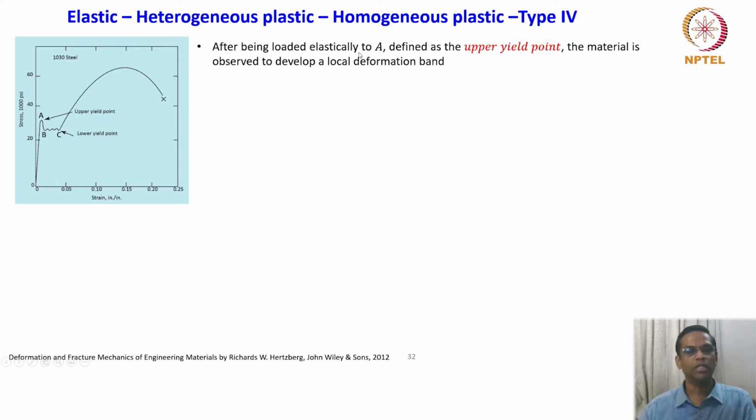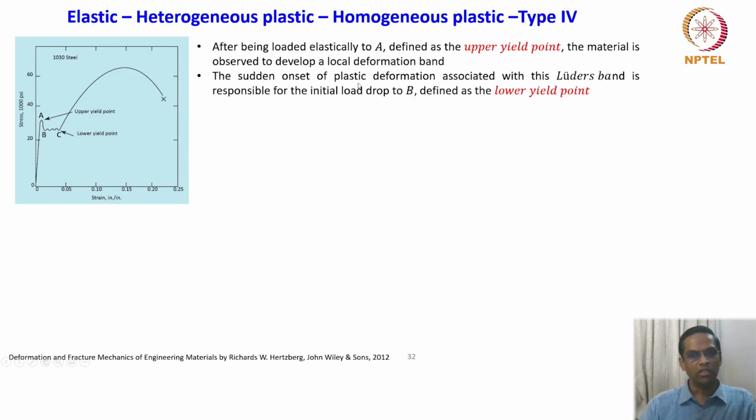After being loaded elastically to A, defined as an upper yield point, the material is observed to develop a local deformation band. So this is called the yield point phenomenon. The material reaches a point A, and then suddenly the stress drops, or there is a load drop, and it develops a local deformation band. So it is called the upper yield point, and this level is the lower yield point.